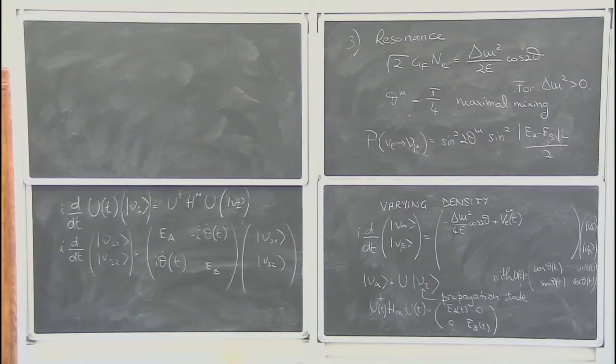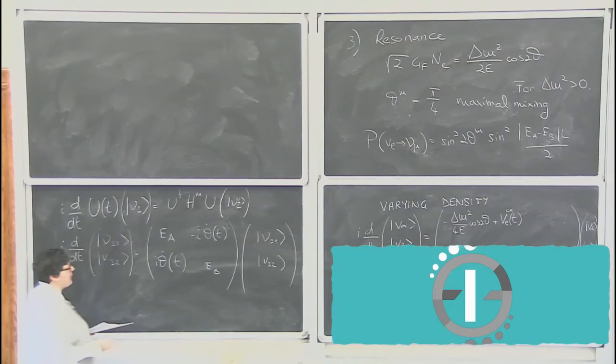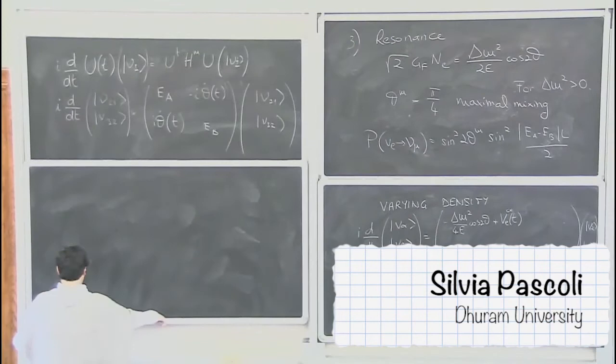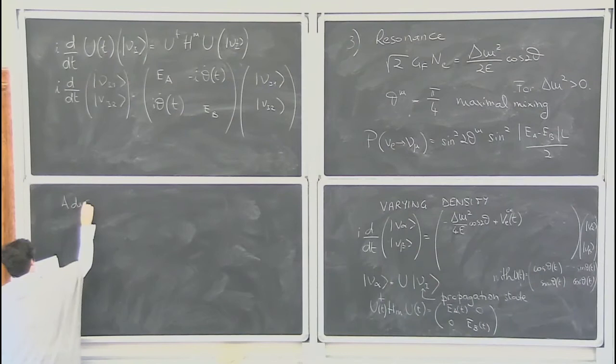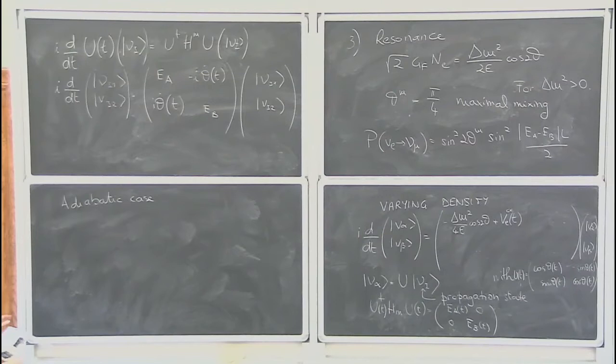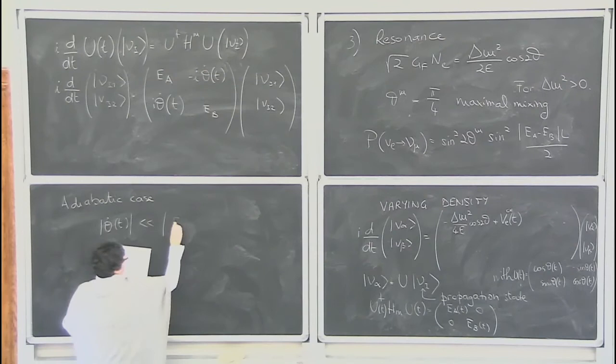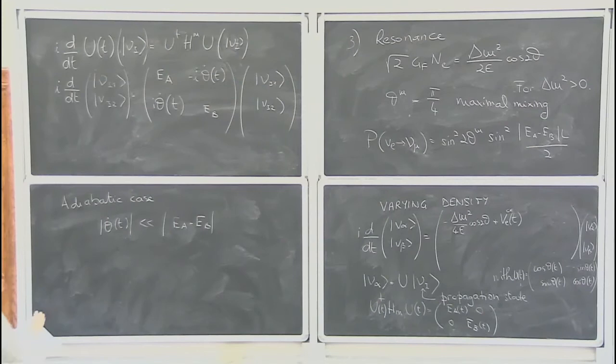There is one case which is interesting experimentally and is also interesting theoretically, if these terms are there but are subdominant. In that case, I can still solve the problem, quasi decouple the two equations, and therefore solve the issue. This is called the adiabatic case. It's the case in which the theta dot term is much smaller than the difference of the diagonal terms. In this case, I can neglect at first order the off-diagonal terms and can still solve the problem.